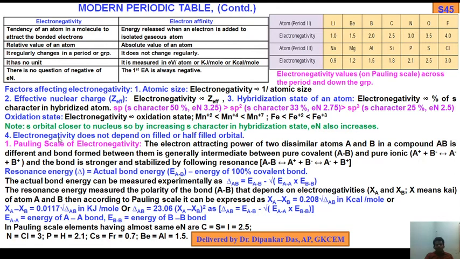Number 4, electronegativity does not depend on full-filled or half-filled orbitals. In the case of ionization energy and electron affinity, we have seen that in half-filled and full-filled electronic configurations, ionization energy and electron affinity vary. Here, electronegativity does not depend on full-filled or half-filled orbitals.